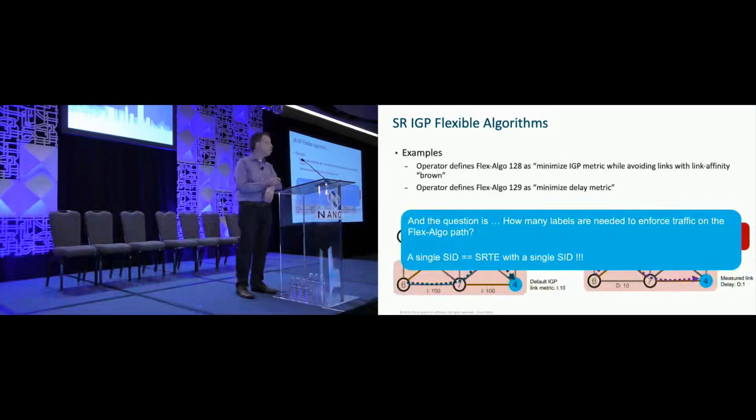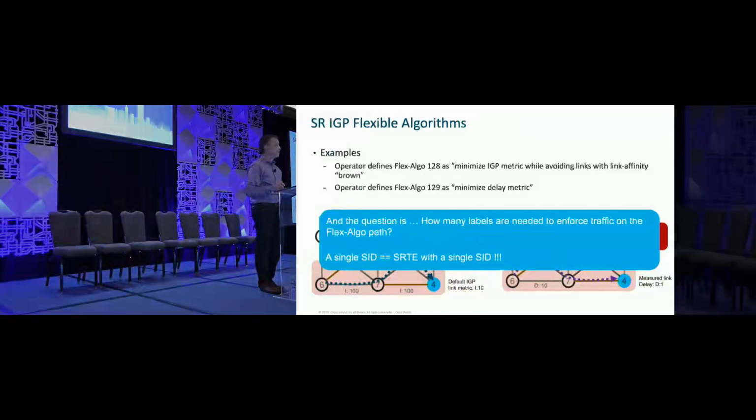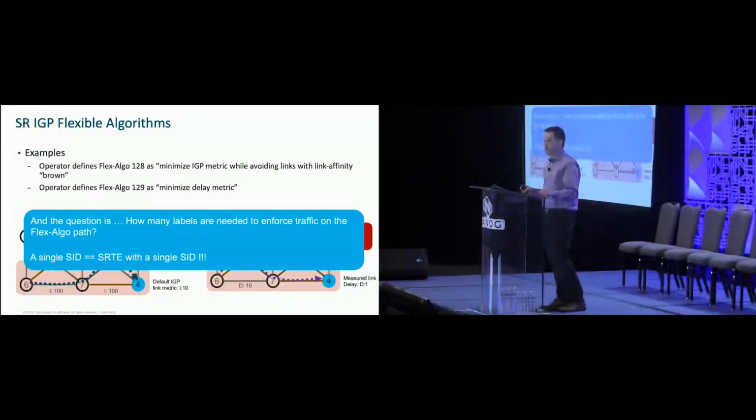And the answer is 1 label. So what we're here to do is introduce the new Flex Algo SID. It's a customizable prefix SID that you tell the router what it means. It could mean get to the destination minimizing delay, or get to the destination minimizing IGP metric and avoiding brown. And now with that instruction, which is a single label, you realize your traffic engineered path.